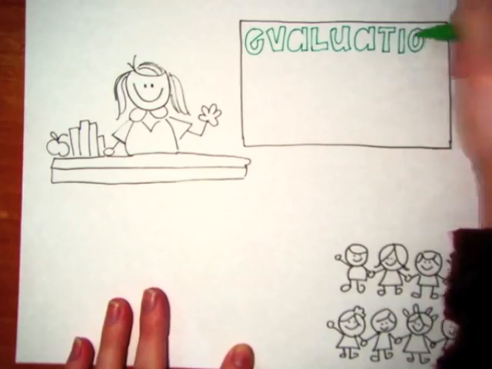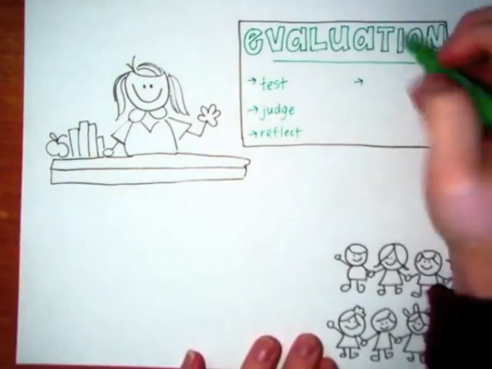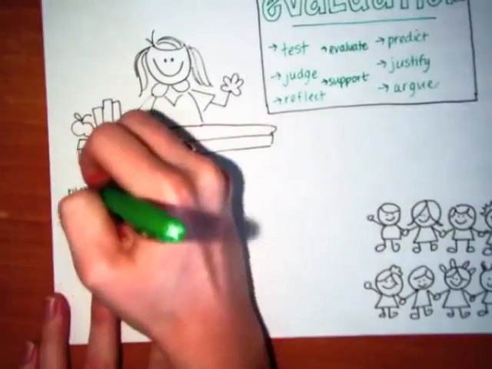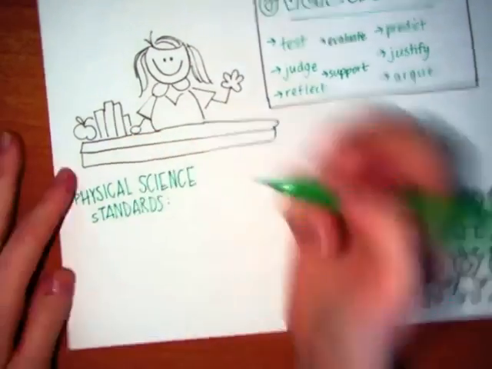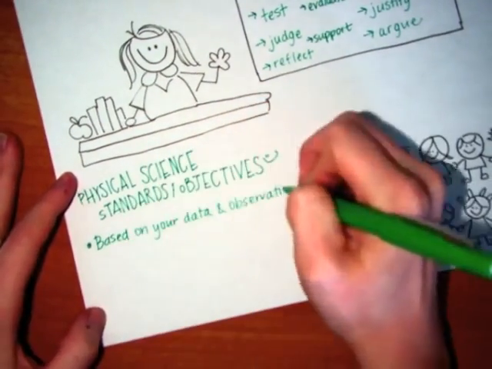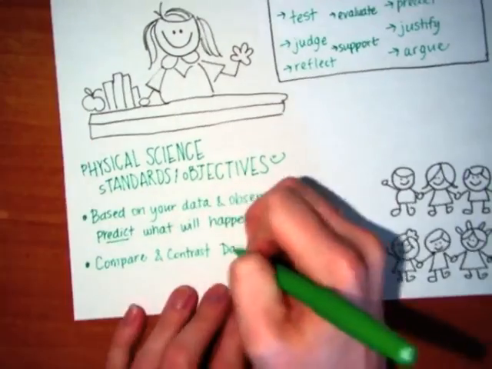Evaluation tests a student's ability to justify a stand or decision. Can your student appraise or critique something on the basis of specific standards or criteria? To test this, questions can begin with words like test, judge, reflect, predict, or justify.